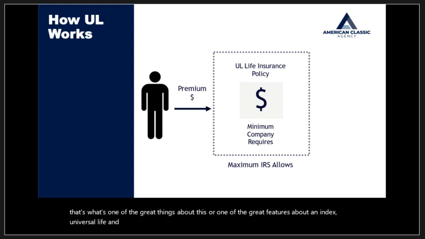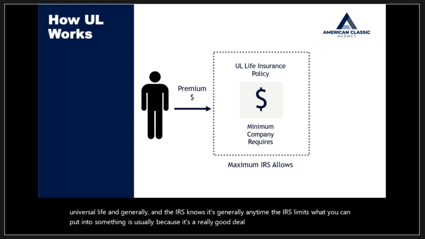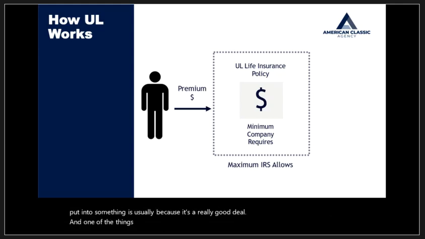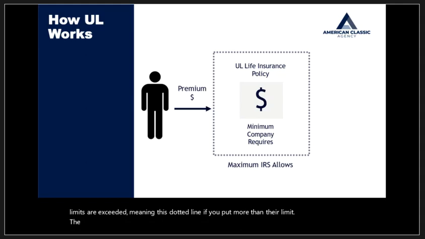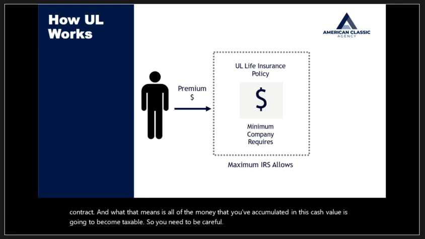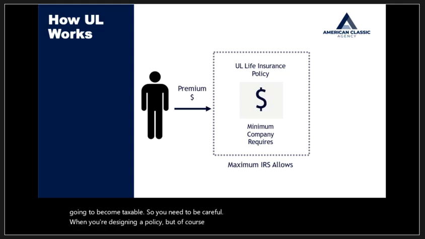And generally, and the IRS knows this, anytime the IRS limits what you can put into something, it's usually because it's a really good deal. And there are a couple of things you have to watch out for, so take notes. One, if the limits are exceeded, meaning this dotted line, if you put in more than their limit, the insurance contract becomes what is called a modified endowment contract. What that means is all of the money that you've accumulated in this cash value is going to become taxable. So you need to be careful when you're designing a policy. But of course, that is what we are here for, to help you with that.